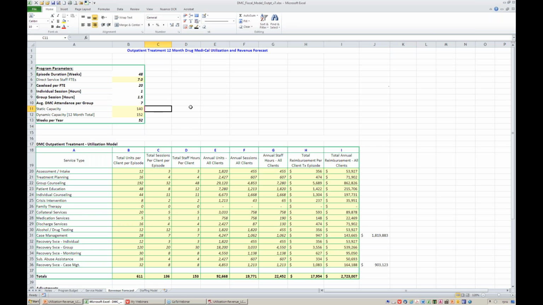So anyway, static capacity. What this is that's calculated is 7 FTEs times 20 persons on the caseload. So that's 140 people. If the caseload size was 10, that'd be 70 people. Or if it was 30, you go way up. You have 210.